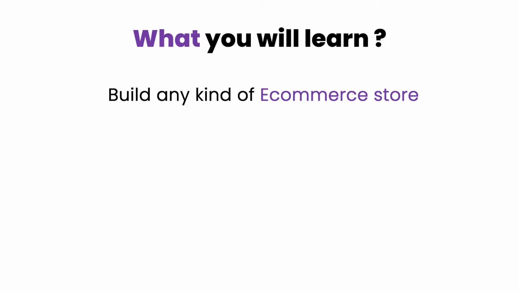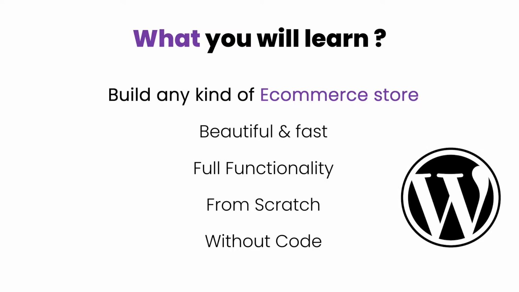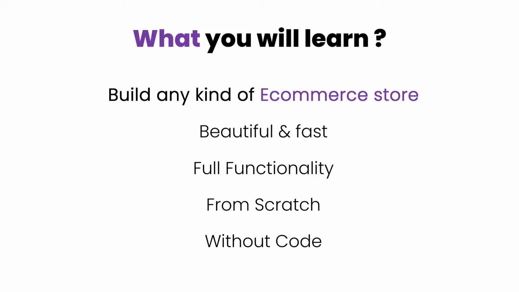By the end of this entire course, you will be able to build almost any kind of e-commerce store out there. Be it Amazon, be it Flipkart, be it eBay, be it any store of your liking. You can replicate it to the core. And we'll be doing that using the WordPress software. So our websites are going to be beautiful and fast. They're going to be fully functional with a lot of features. And we'll be doing that from scratch and without any kind of code.